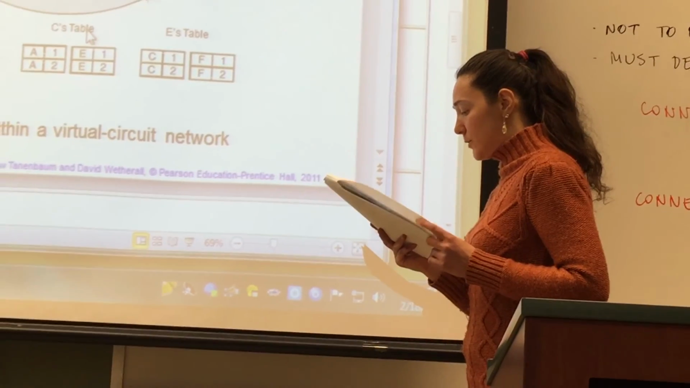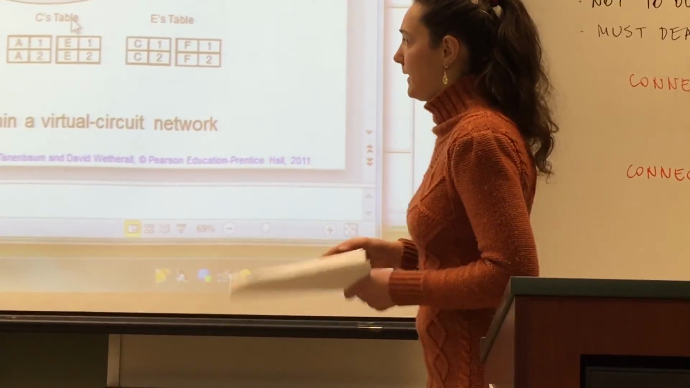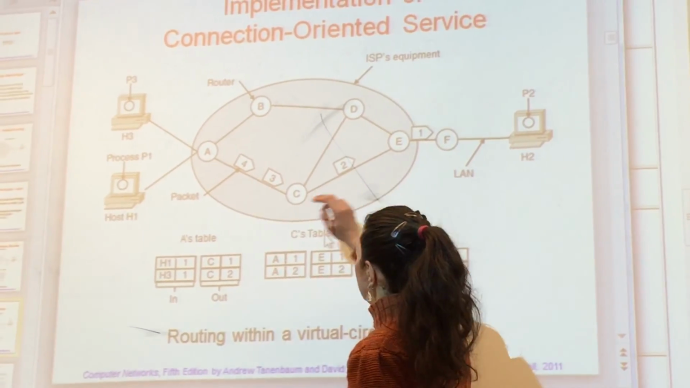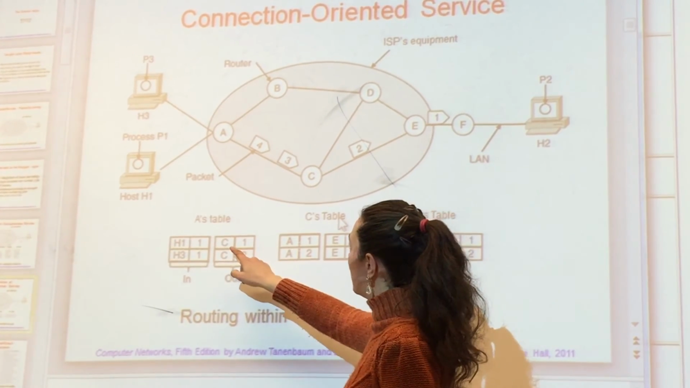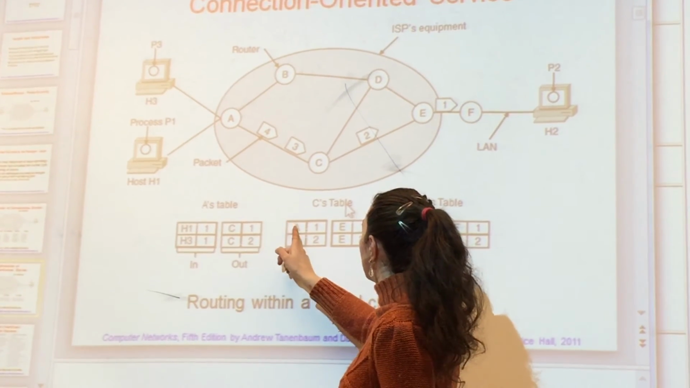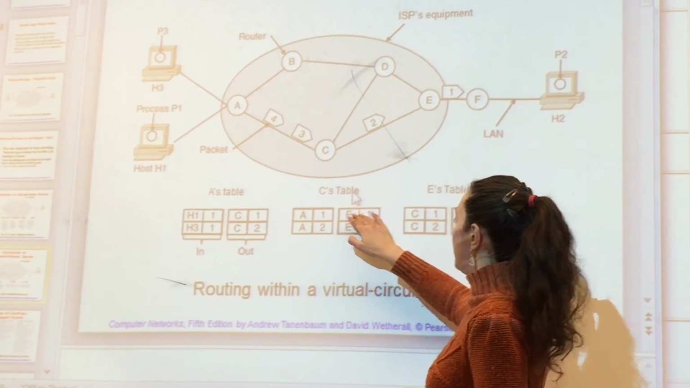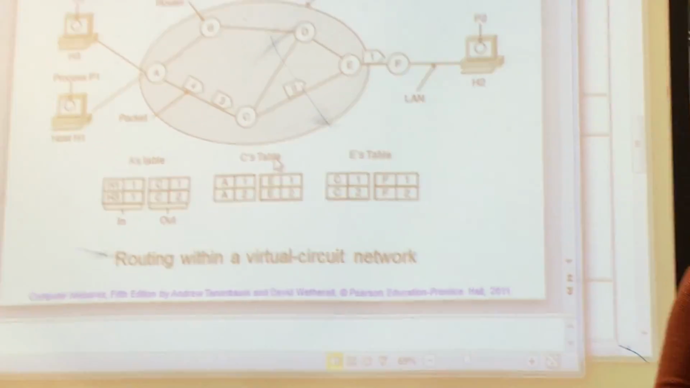The connection number is recorded as the first entry on each of the routing tables on the path. So from host 1 to host 2, the path will be A, C, E, F. So we have it goes through A, E, and C and F. They all have the connection 1 as the first entry in their routing table.